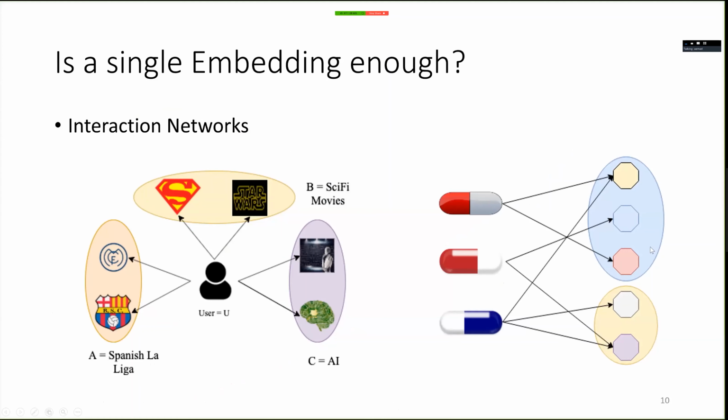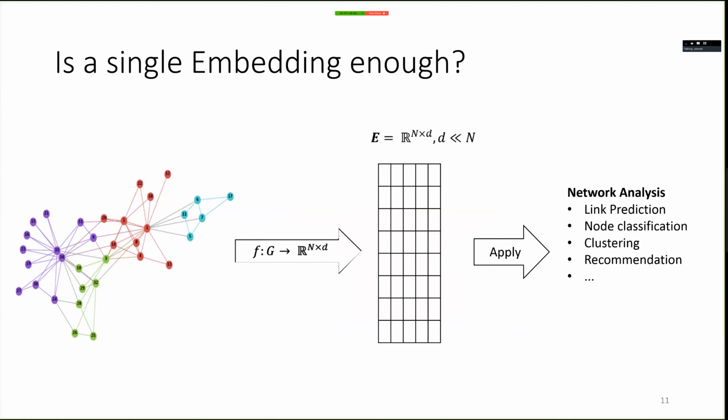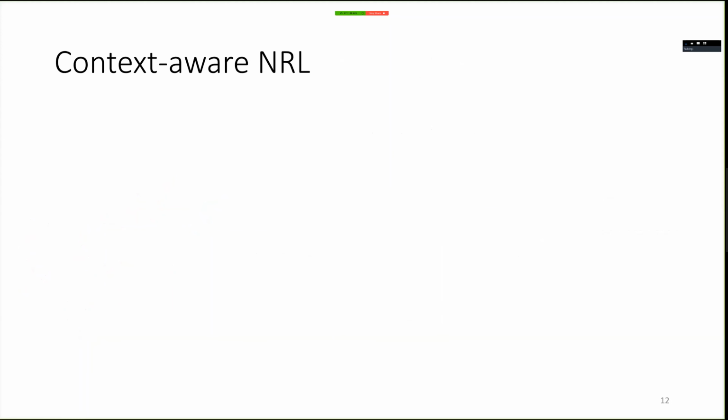So now with this example, the question is: is it enough to compress all this information about a node and put it in one vector? Our basic assumption is that sometimes, no. That's what the work I'm going to talk about will defend in the next slides. That gets us to context-aware network representation learning.